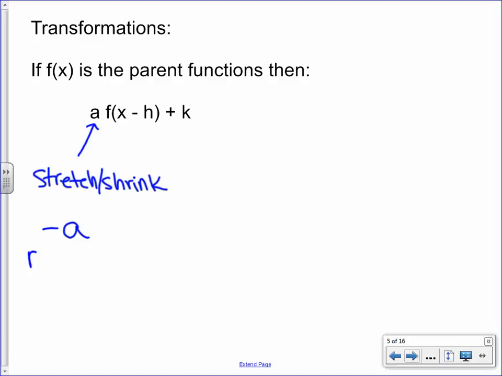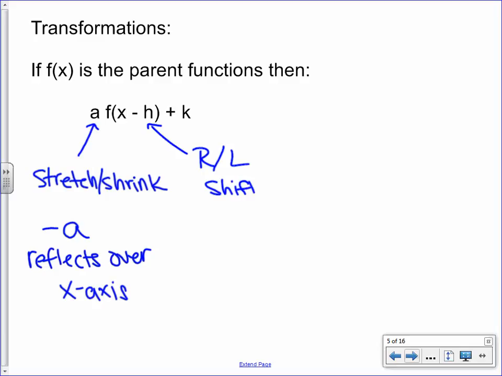Good. Reflects it about what? Good. Yeah, x-axis. You were thinking it correctly. Okay. What about H? What does H do? It's inside, so it's going to be the right or left shifts. But Michaela, K would be up or down shifts.